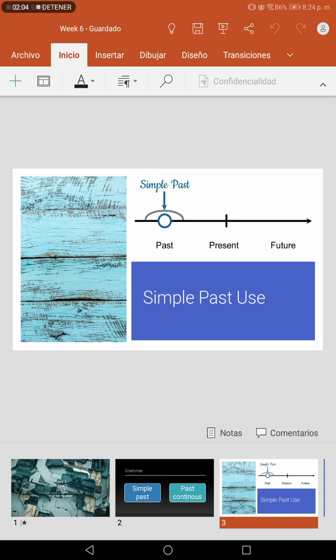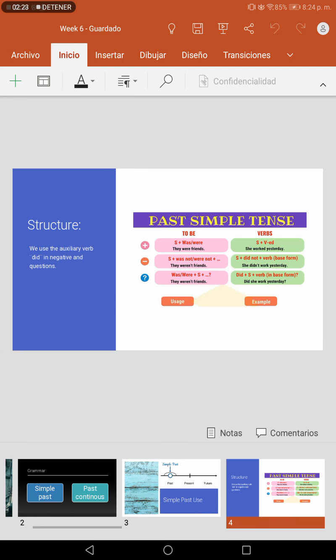Es el pasado simple. As I told you before, simple past is used to talk about finished actions in the past. Something that already happened, algo que ya sucedió, que quedó en el pasado, que se completó. ¿Sí? Y que no se llevó al presente ni al futuro. That is simple past. This is when we use it. Now, what is the structure of the simple past?